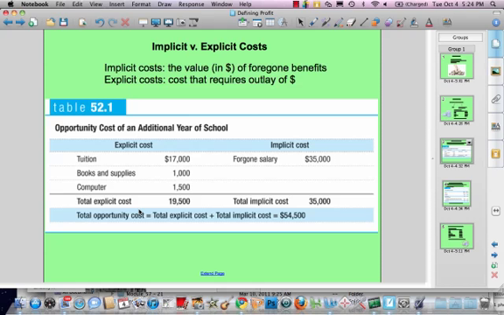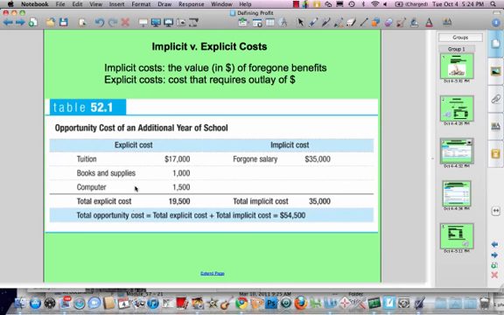First, let's talk about implicit versus explicit costs. Implicit costs are the value measured in dollars of foregone benefits. So think about things that I could have done other than running this business, things that I could have done with the money that I invested in the business, other ways that I could have employed that money or capital. Explicit costs are the costs that require outlays of dollars. So those are really the straightforward ones.